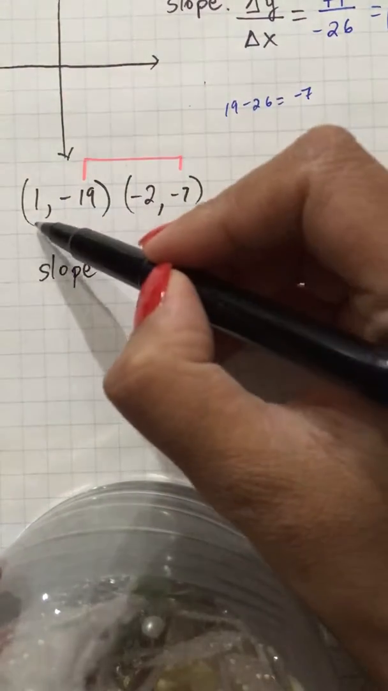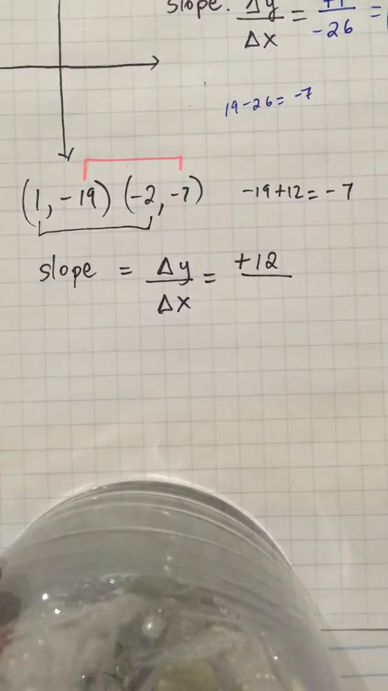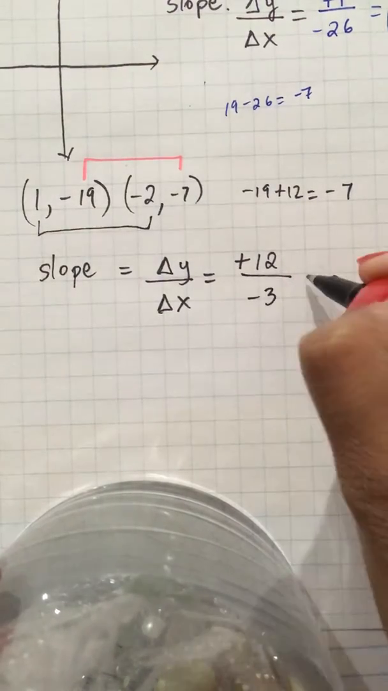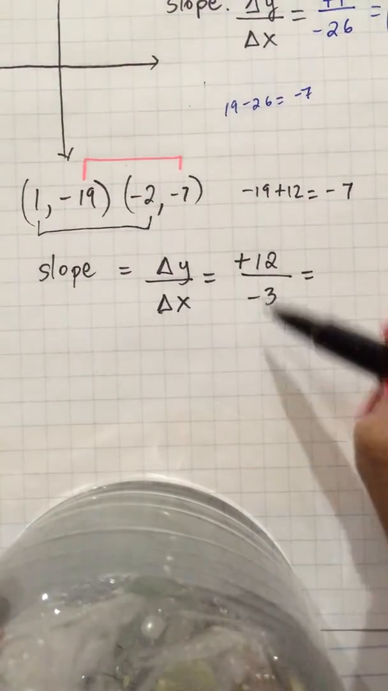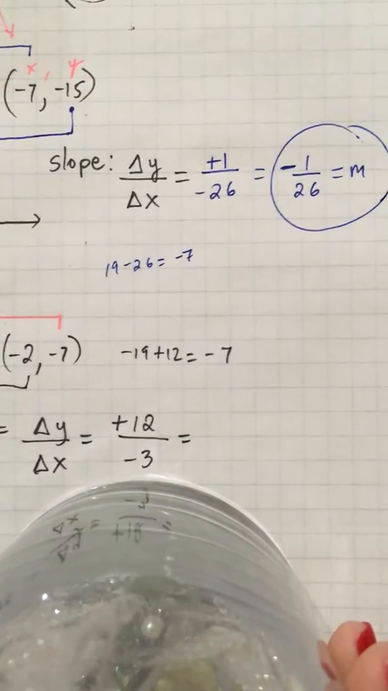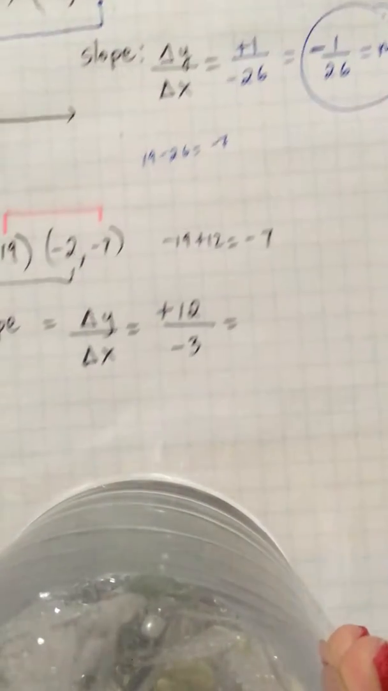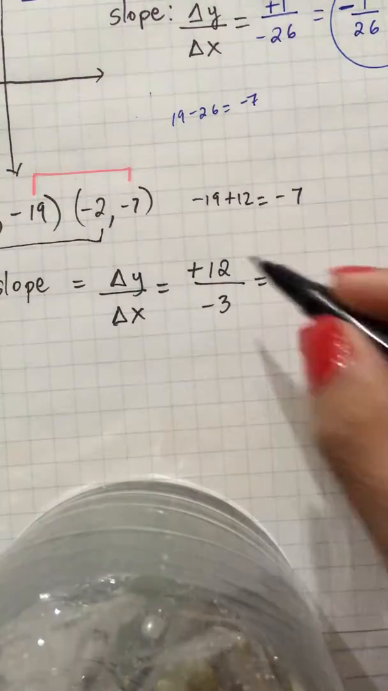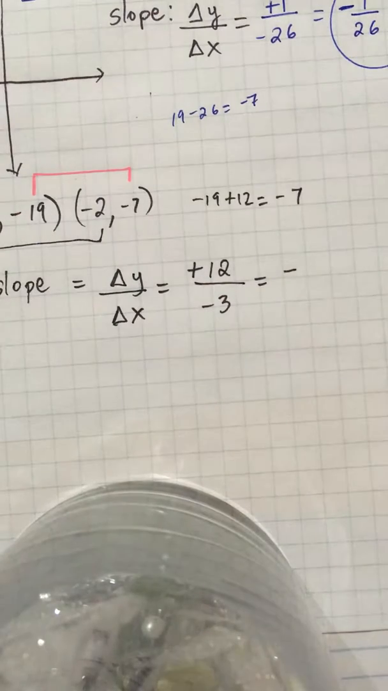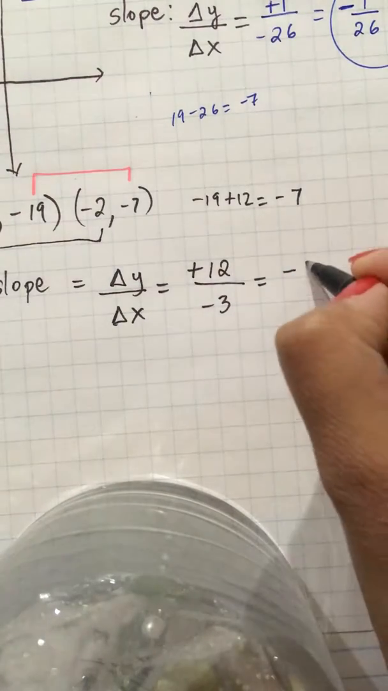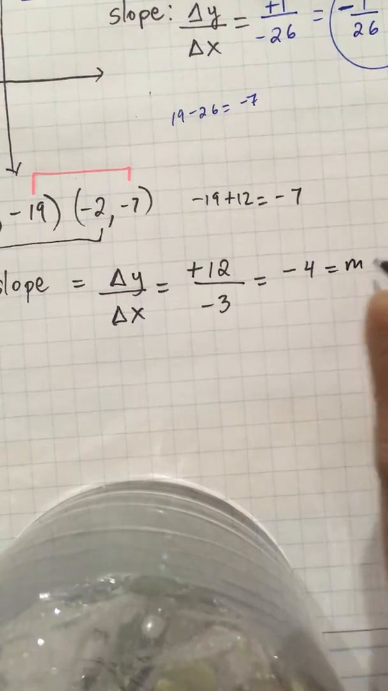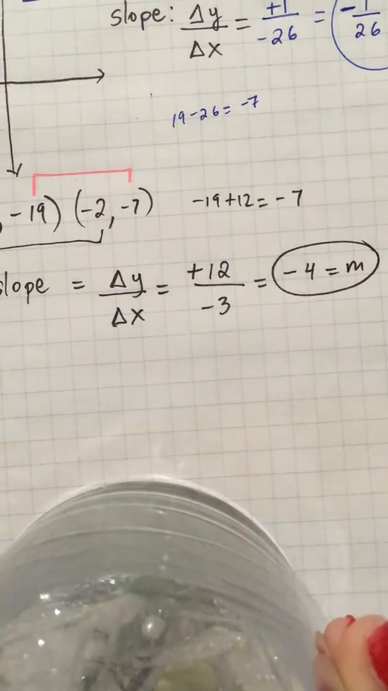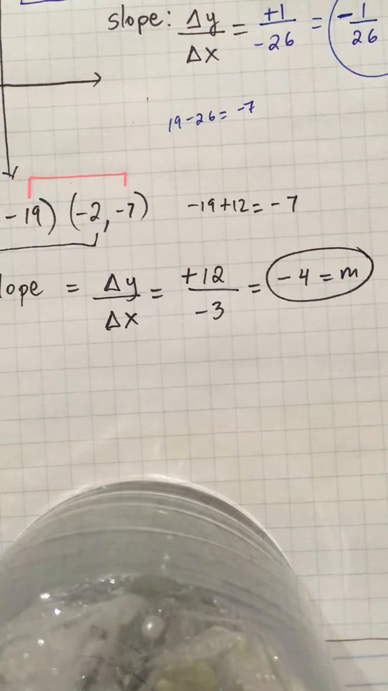And then how do I go from this 1 to -2? How do I go from 1 to -2? Well, I'm going to subtract 3. And here, this actually simplifies. Unlike the first one, which was -1 over 26, this one actually simplifies. So I know a positive divided by a negative is a negative, and then 12 divided by 3 is 4. So the slope of this line is going to be -4.